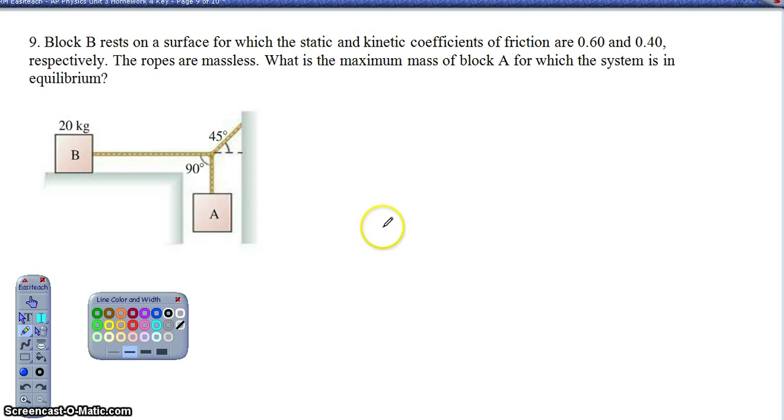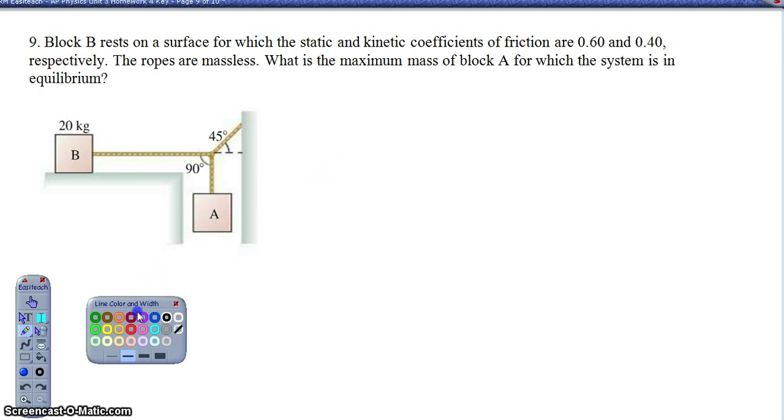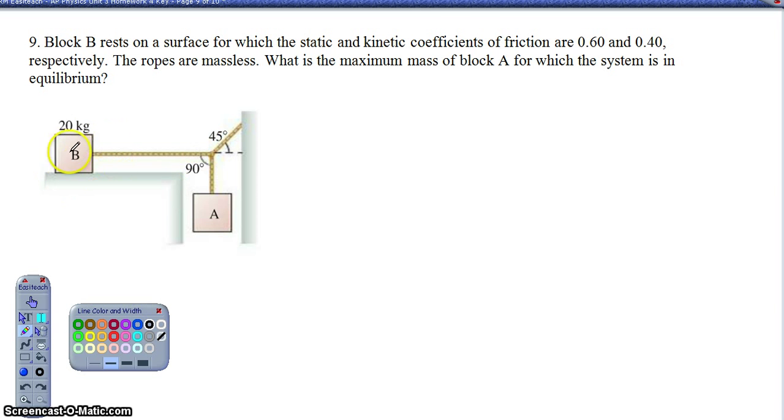Okay, so picking up part 2 of homework 3-4 here. Questions 9 and 10 are the only two we have left. So question 9, we've got a block B which is resting on a surface that does have friction, and the ropes are all massless. They give me the coefficients. What is the maximum mass of block A for which the system is in equilibrium?